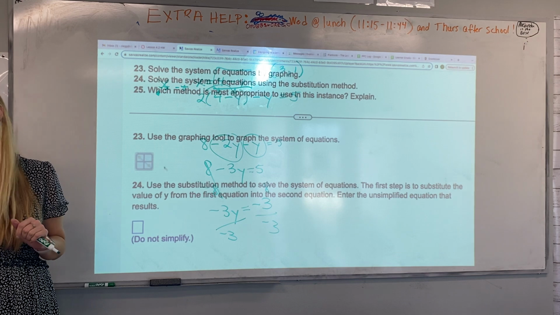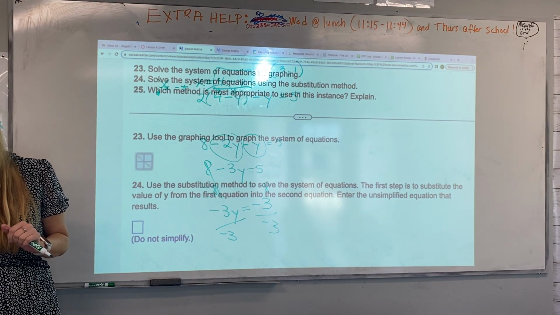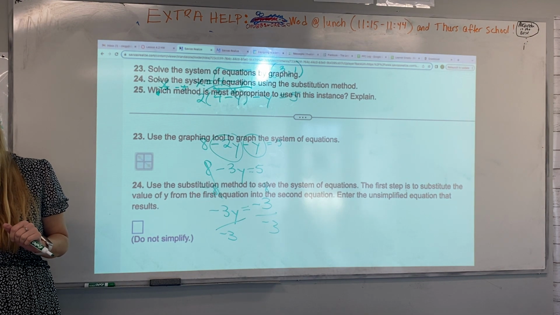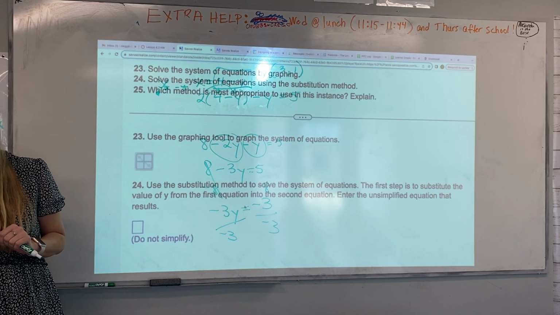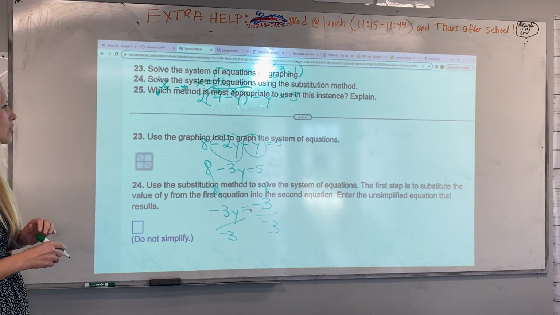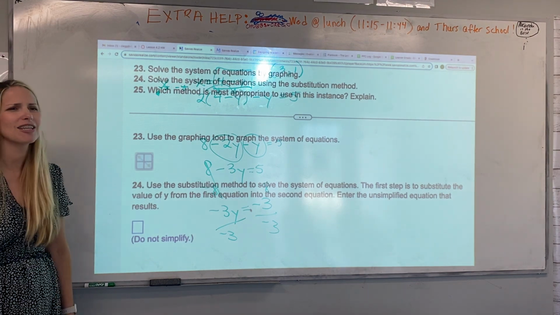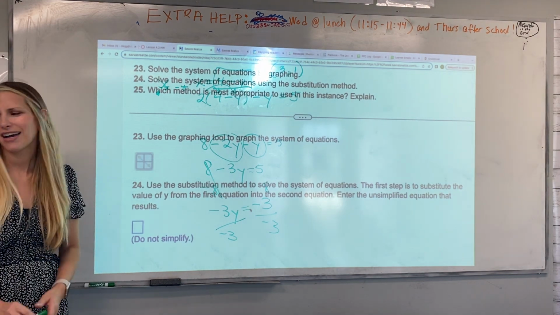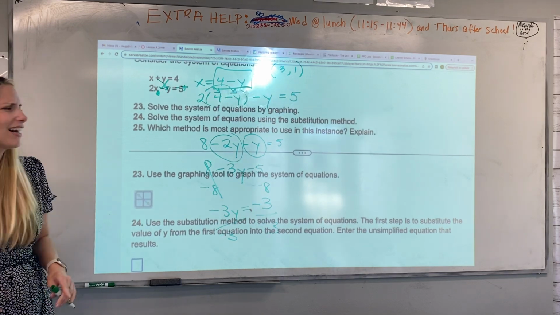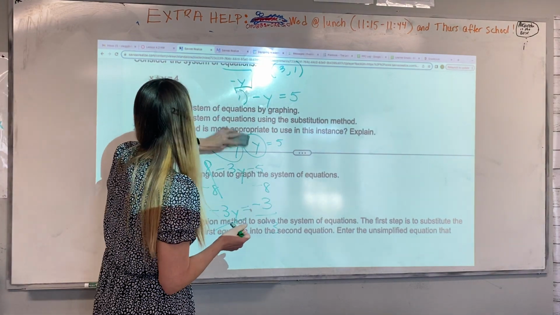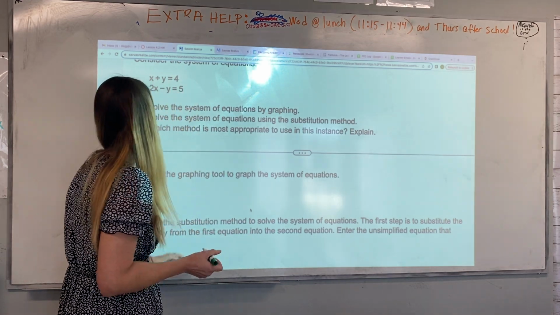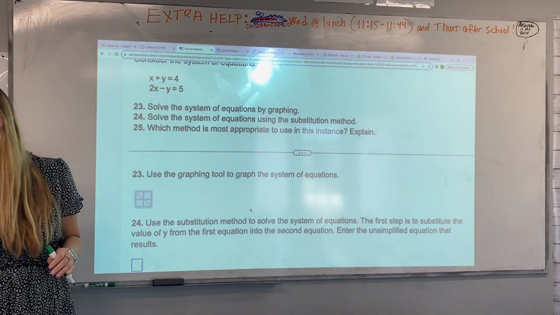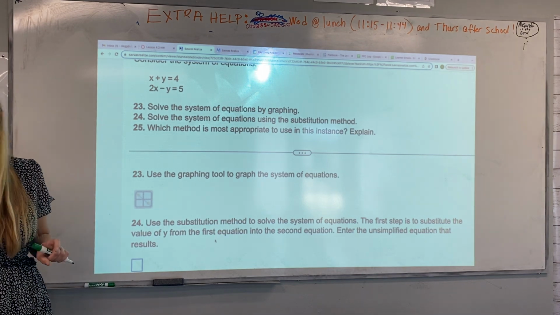Okay, so it says, wow, I should have read all the directions. Use the substitution method to solve the system. The first step is to substitute the value of y from the first equation into the second equation. So, oh, you guys, I substituted x. I have to go back. I substituted x with the value of y. Oh my gosh. I had to get that expression. So it says, substitute the value of y.